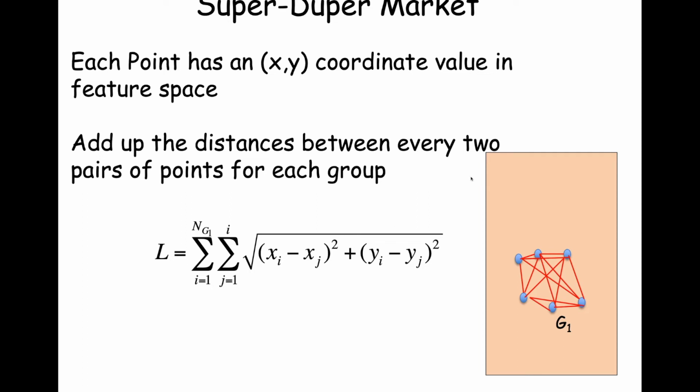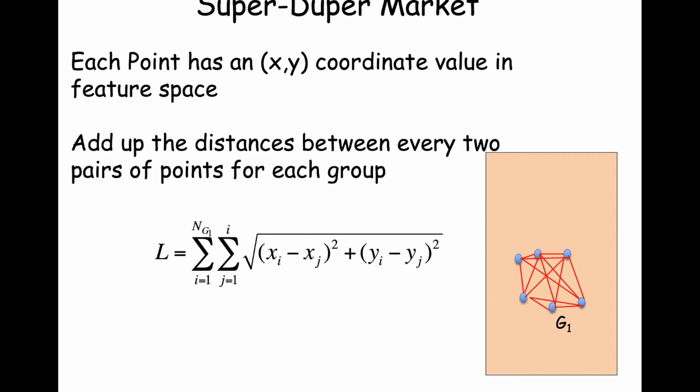So let's take, for example, if we had the following points in group 1, and here these red lines represent the L2 norm, or the straight line distance or Euclidean distance between these points. So we're computing all of these pairwise distances between the points within a group, and then we're adding them together, right? Now this is what our L score is.